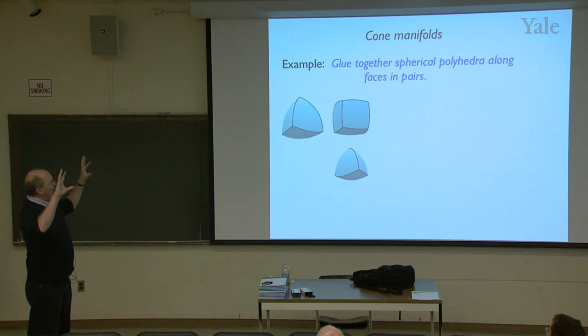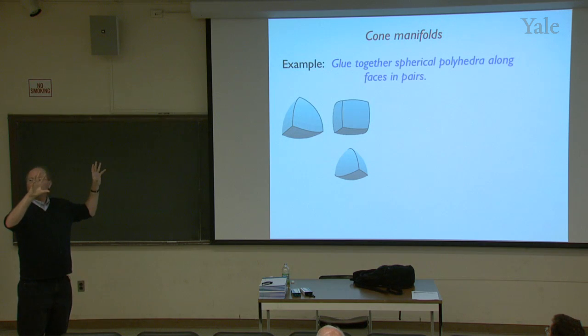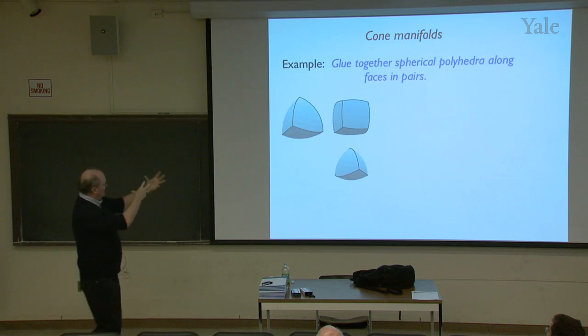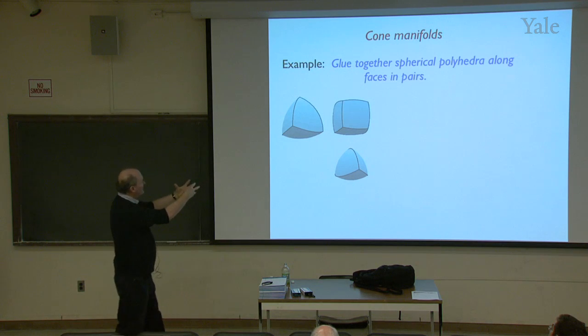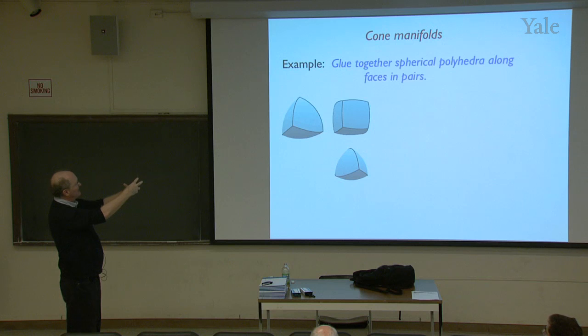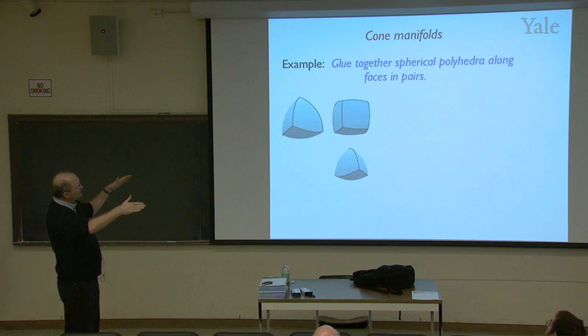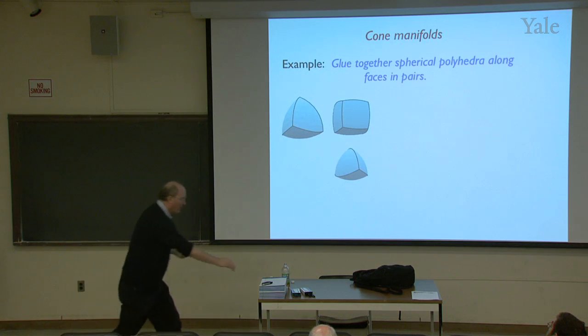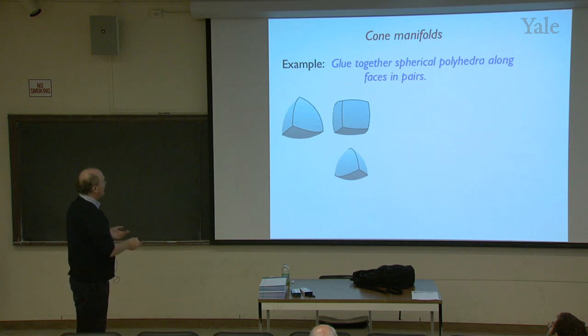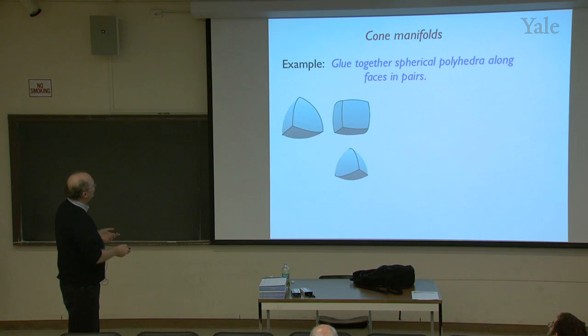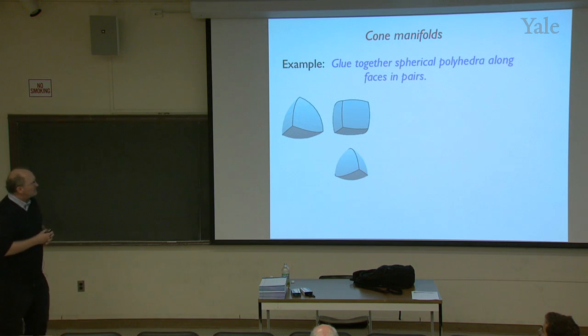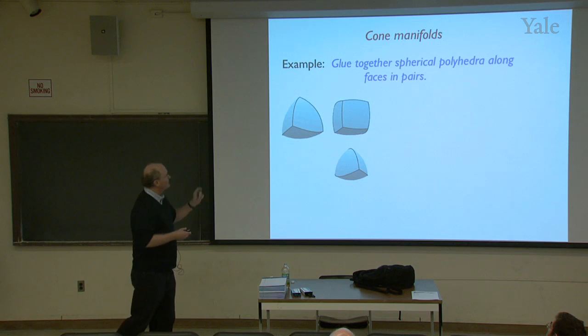In the same way, you could take some spherical polyhedra of dimension 3 and glue them together along their 2-dimensional faces. If some of the 2-dimensional faces happen to be isometric, glue them together in pairs. When you assemble this object, you might get something that looks somewhat like a manifold. It has a metric of constant curvature plus 1 on an open dense set, but along the 1 skeleton and the 0 skeleton, there will be various kinds of curvature. These more general objects are examples of cone manifolds.